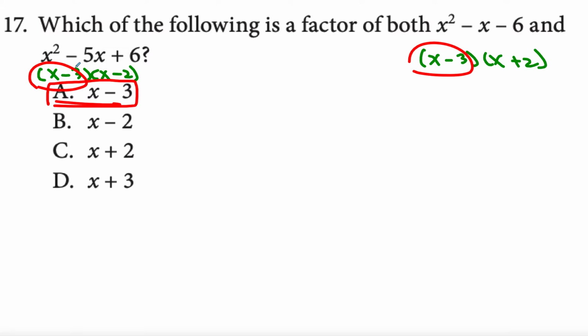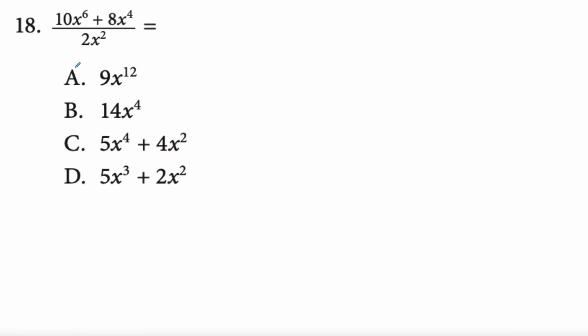Alrighty, let's move on to the next question, number 18. So in this case, what we can do is this 2x squared can divide individually here. So I can rewrite this one as 10x to the 6th power over 2x squared plus 8x to the 4th power over 2x squared. You see, when you have one term in the denominator, you can divide individually.